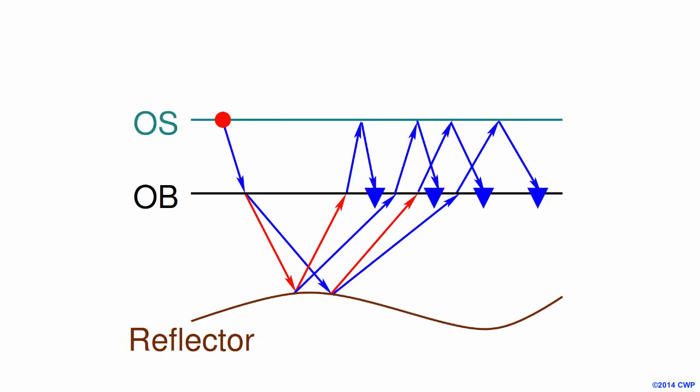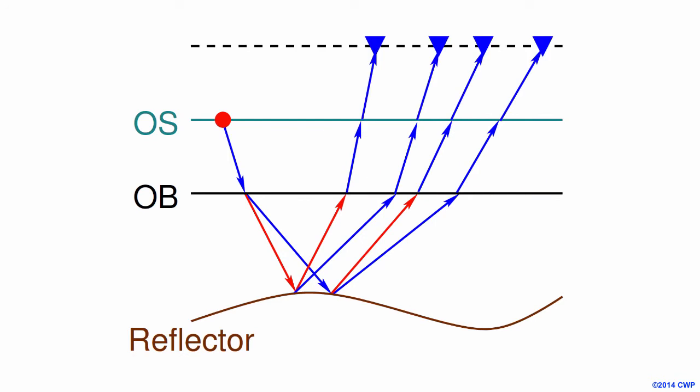After separating the downgoing waves, which contain the multiples, from the primaries, we're going to use the multiples only for migration. The easiest way to realize the migration is to use mirror imaging. That is, we flip the receivers above the ocean surface and inject the multiples from the mirrored receiver locations.